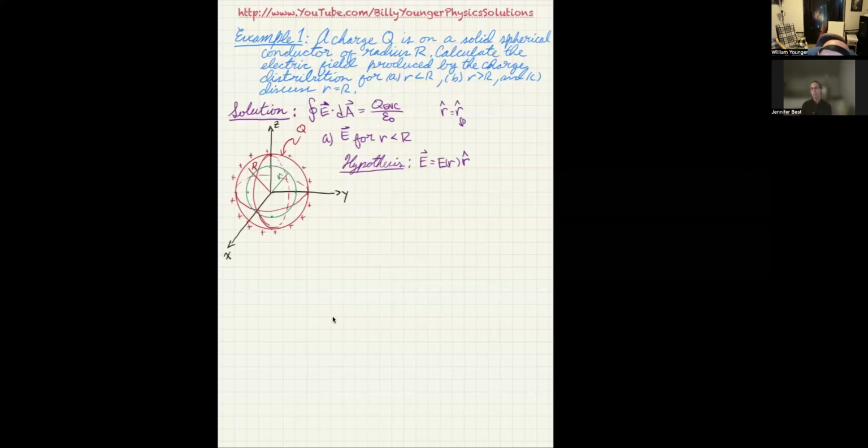So I'll put SP. That is actually going to be cosine phi cosine theta i hat plus cosine phi sine theta. Actually, I don't have enough room to do that. Let's do this real quick.